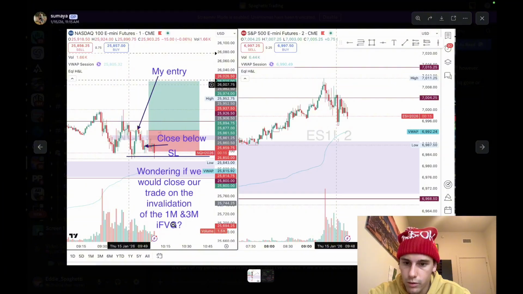Wonder if we would close our trade early. No, you don't close your trade early unless there's an SMT. Don't be moving your stop loss until there's an SMT. If you're going to take a trade, you have to be very confident in it, and you have to understand that once you take it, you took the trade. Now you've got to let it play out.